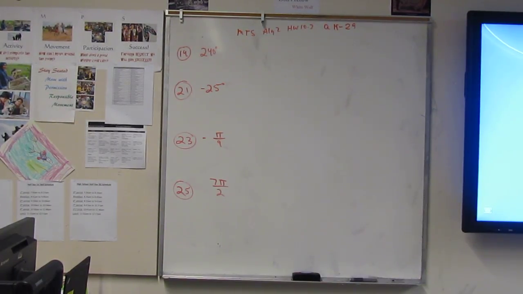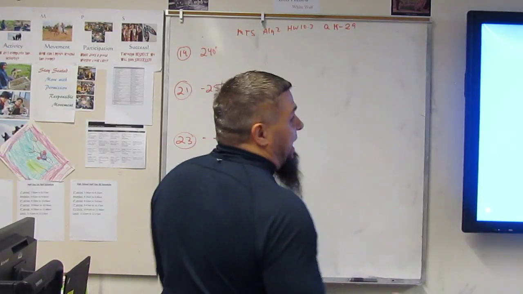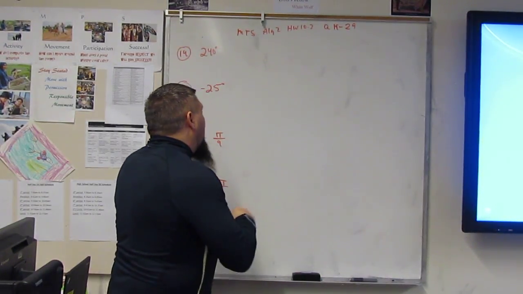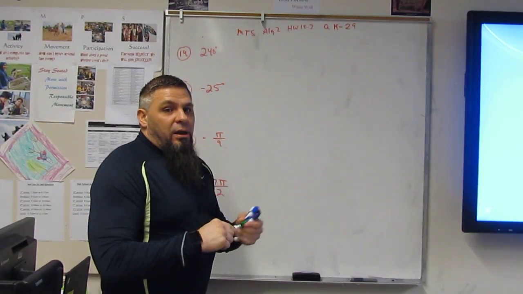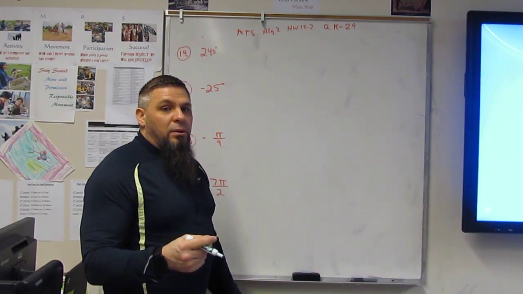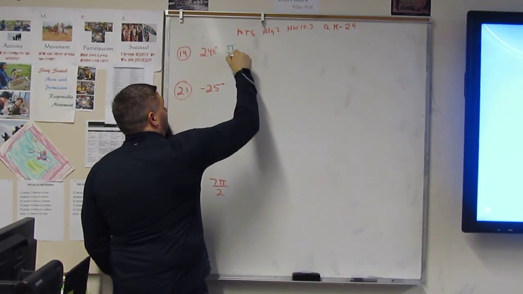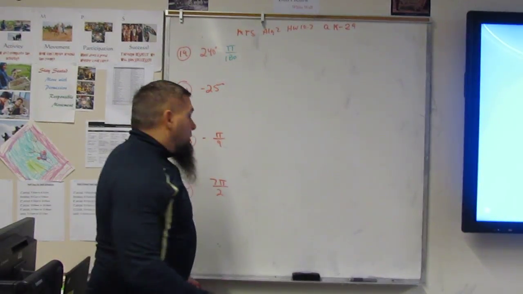Okay, let's do this. They want you to translate this, and they're going to expect you to do it without a calculator. It's not that hard. Again, we have to know how. Is it just 8 pi over 6? This is pi over 180, right?